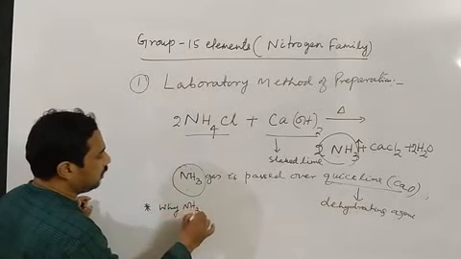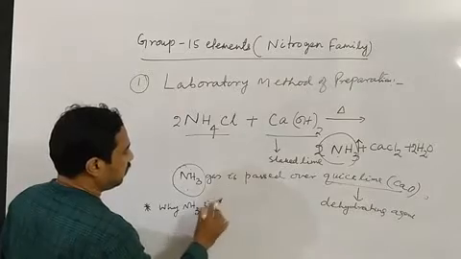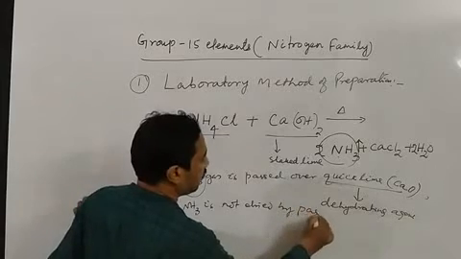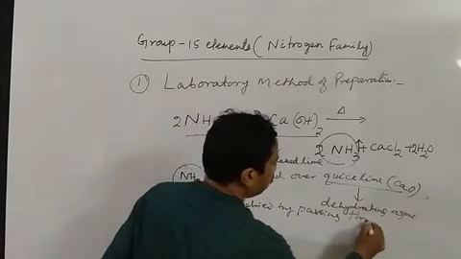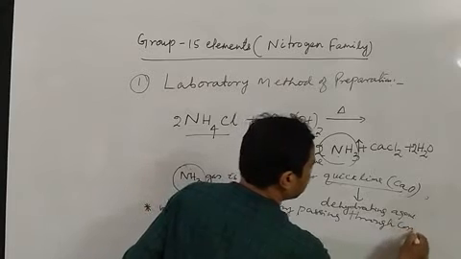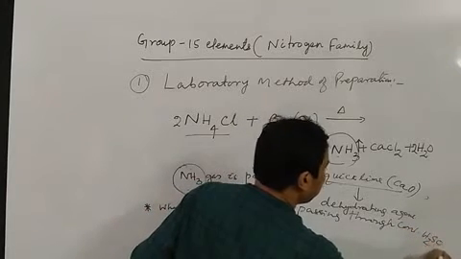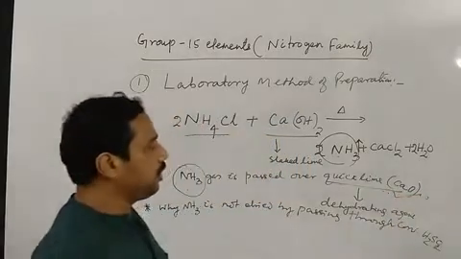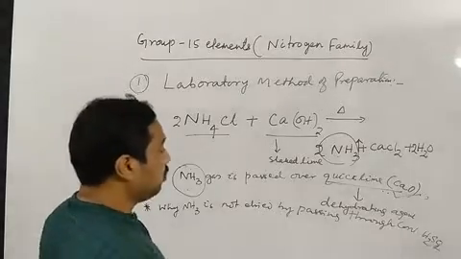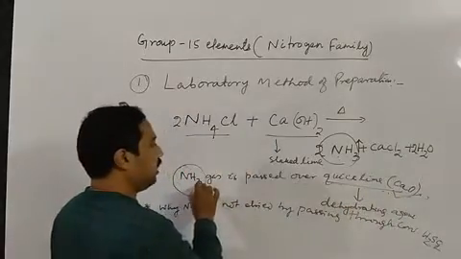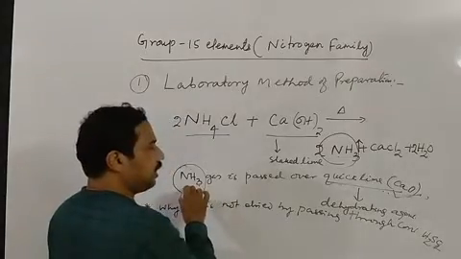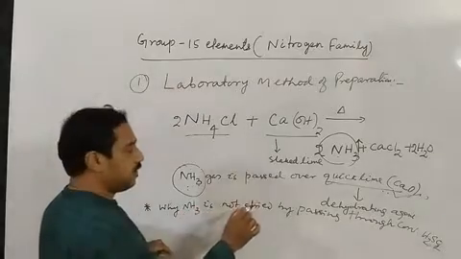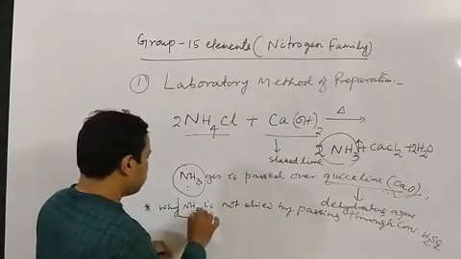Why is ammonia not dried by passing through concentrated sulfuric acid? Calcium oxide or quicklime is a dehydrating agent. Concentrated sulfuric acid is also a dehydrating agent. Okay, so in calcium oxide ammonia is dried, but in concentrated sulfuric acid ammonia is not dried, because the reason is ammonia is a base.